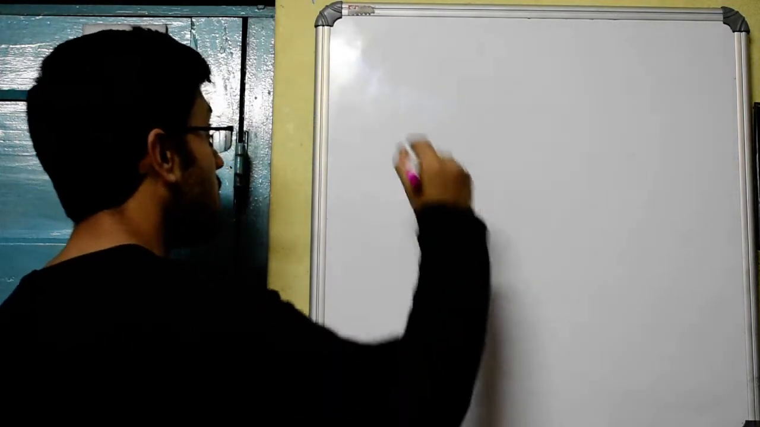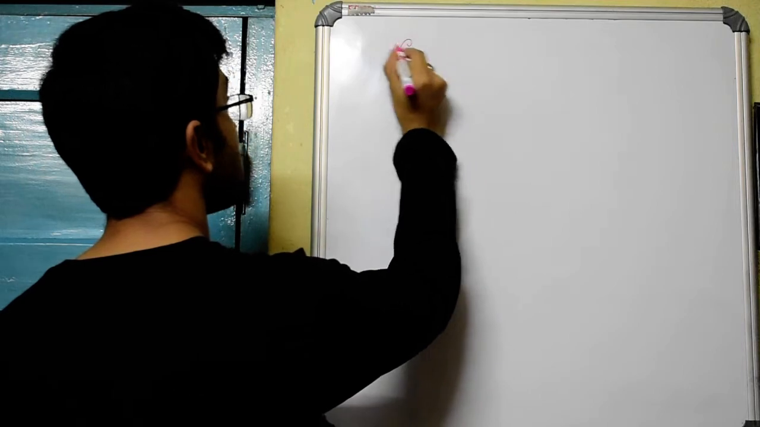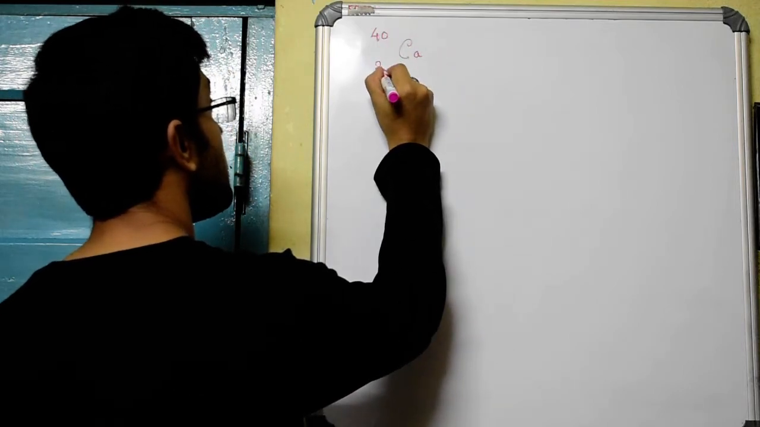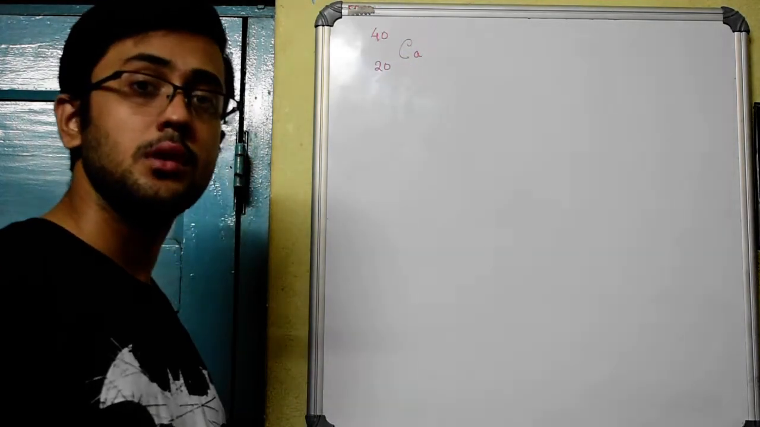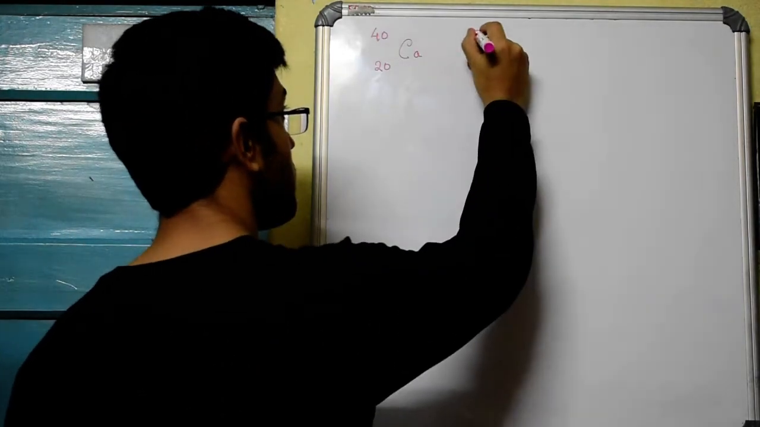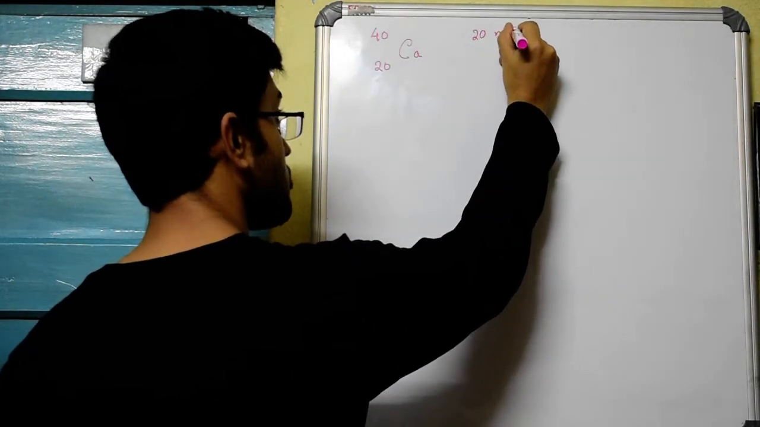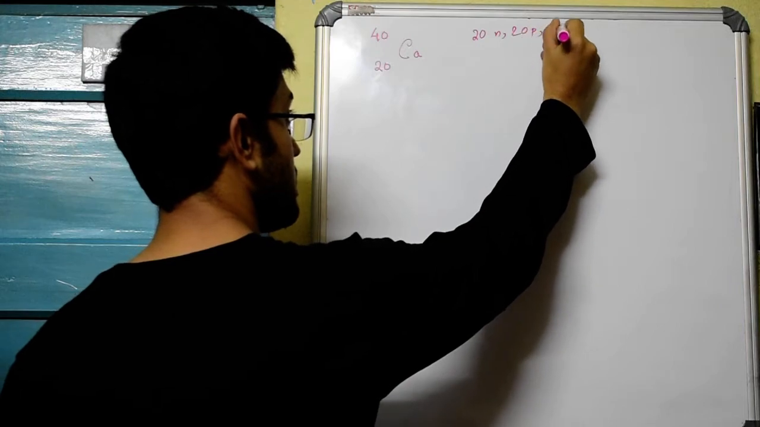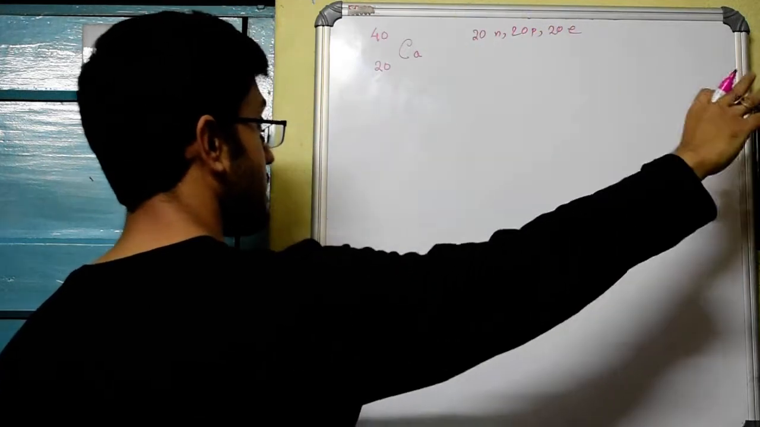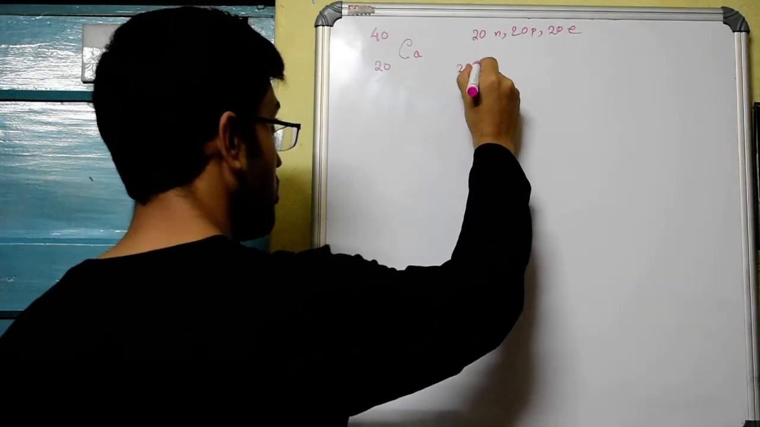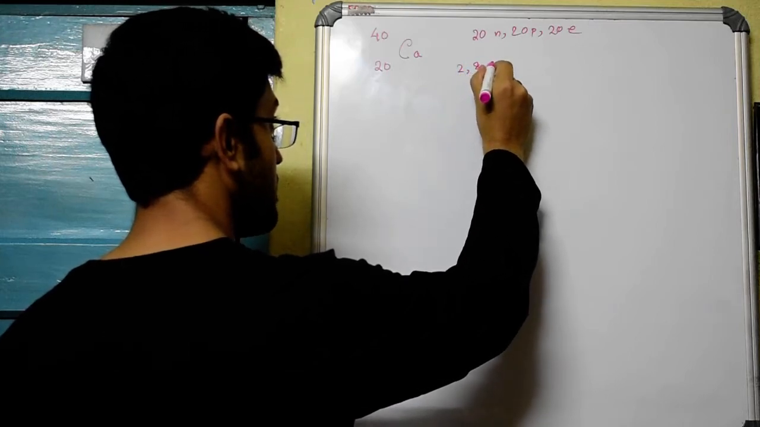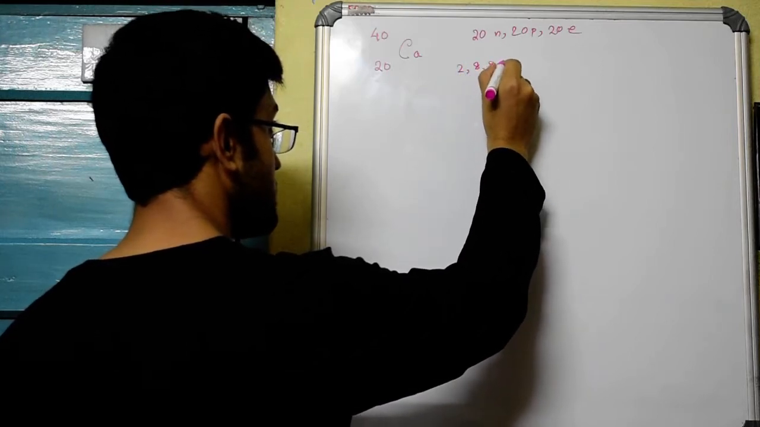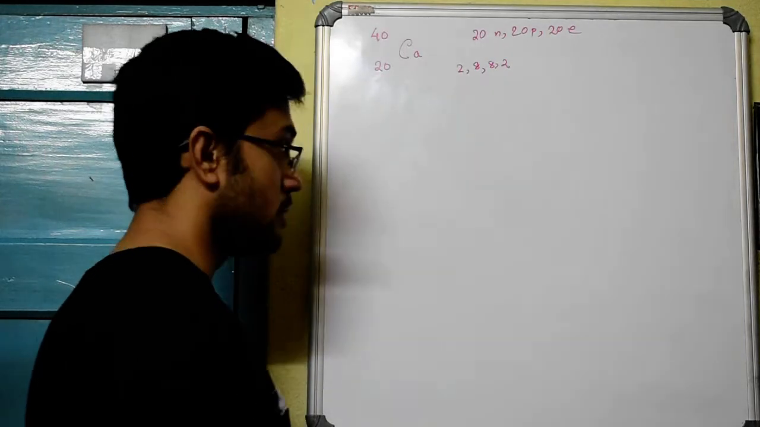Now let us look at the electronic configuration of calcium, 40, 20 calcium. What will be the electronic configuration? First of all, it has got 20 neutrons, 20 protons and 20 electrons. So the 20 electrons, how will they be divided? 2, 8, that makes it 10. Then again 8, 2. So let us draw it.